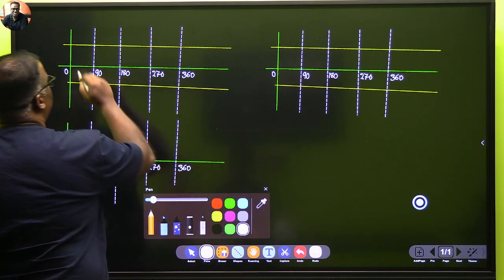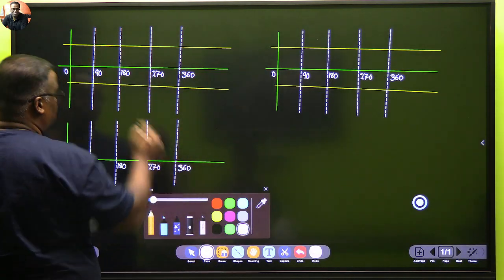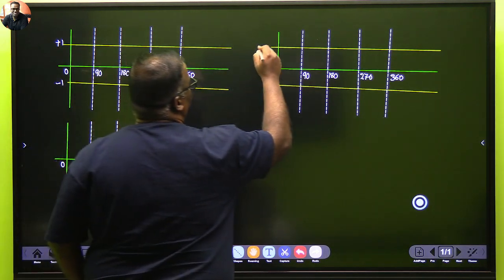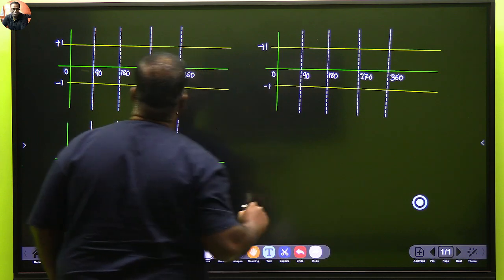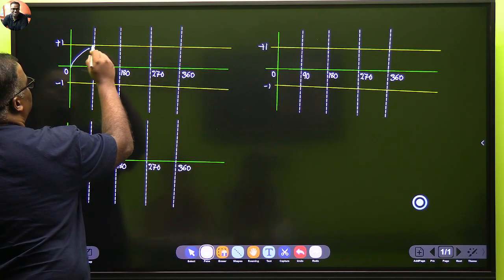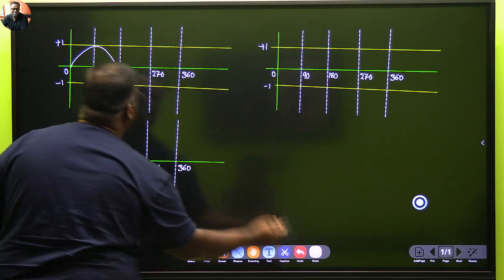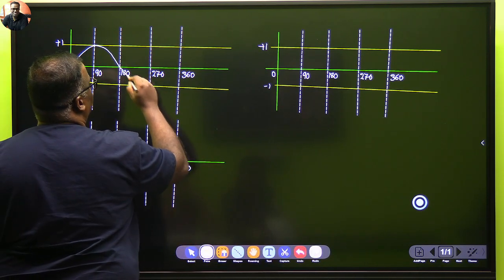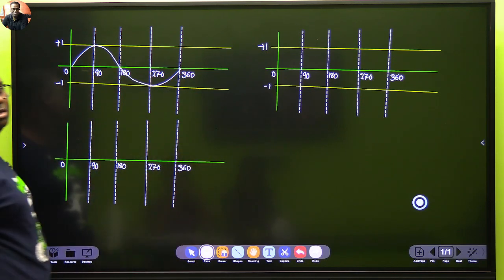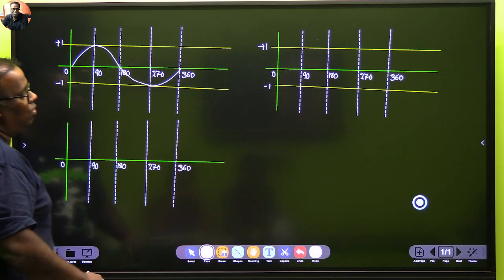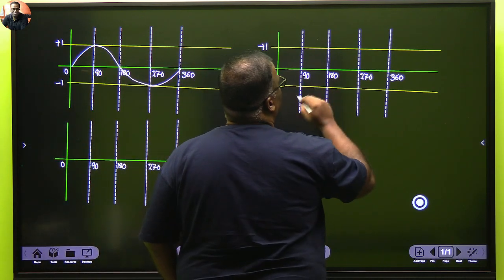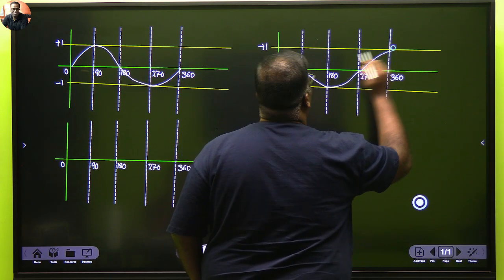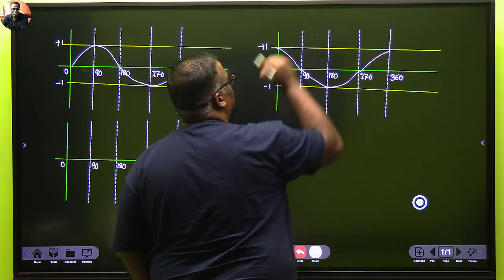So the sine curve is, let me write here, this is +1, -1, +1, -1. ठीक है बच्चा? The sine curve will go like this and will come like this. Fine. The cos curve always starts from here. So the cos curve will have a complete cycle here, then goes here, and it actually comes like this. This is the cos curve.